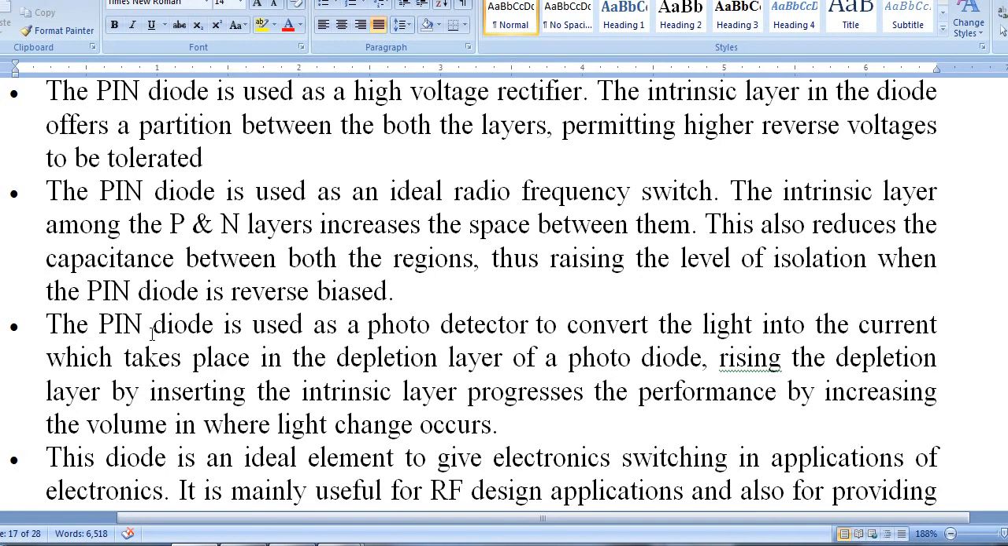The PIN diode is used as a photodetector to convert light into current, which takes place in the depletion layer of the photodiode. Widening the depletion layer by inserting the intrinsic layer improves the performance by increasing the volume in which light conversion occurs.